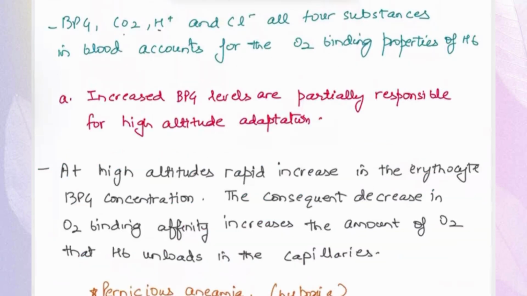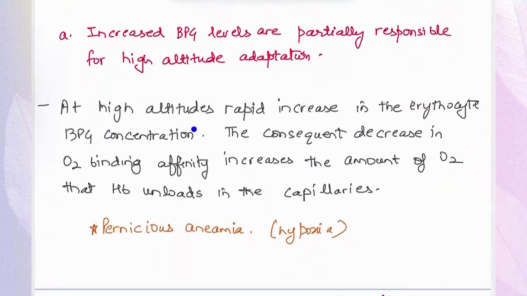of hemoglobin. Now, increased BPG levels are partially responsible for high altitude adaptations. At high altitudes, with a rapid increase in the erythrocyte BPG concentration, the consequent decrease in O2 binding affinity increases the amount of O2 that hemoglobin unloads in the capillaries.